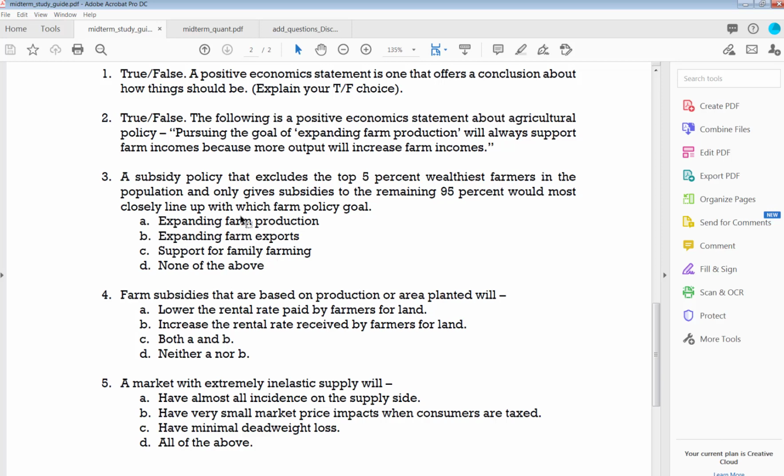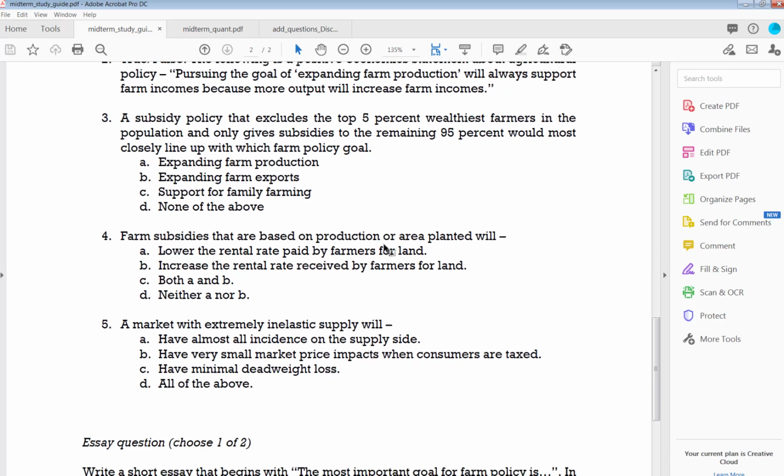It's probably not as easy to answer that with A and B, but you definitely could choose none of the above and come up with a good answer. Farm subsidies based on production or area planted. You could say A, you could say B, you could say C. You probably can't say D. So this one's going to be the hardest one, but you could give an answer for any of these and come up with an explanation.